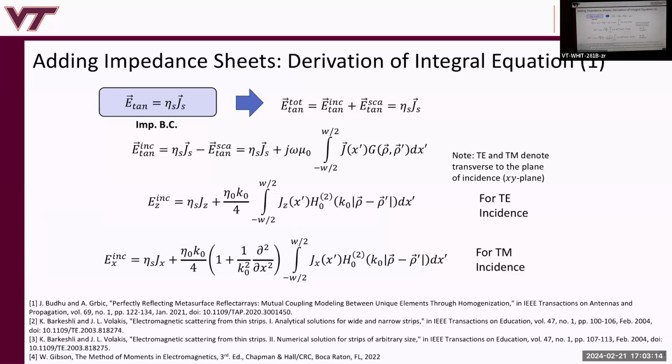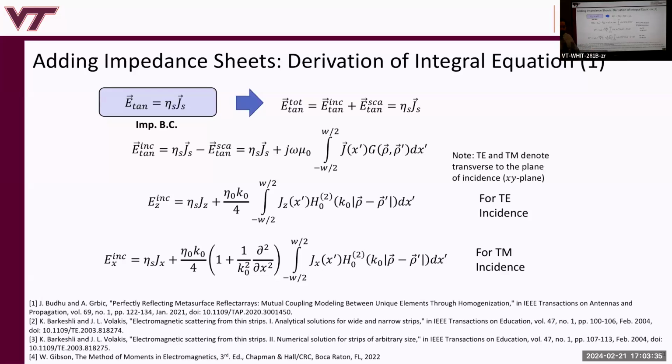So let's add impedance sheets. This boundary condition, I'm not going to derive it for you. I might later in this course. It comes from what's called a generalized sheet transition condition. That's one way to get to it, or it's known as an impedance boundary condition. But now we're going to redo everything we did for constructing the integral equations.